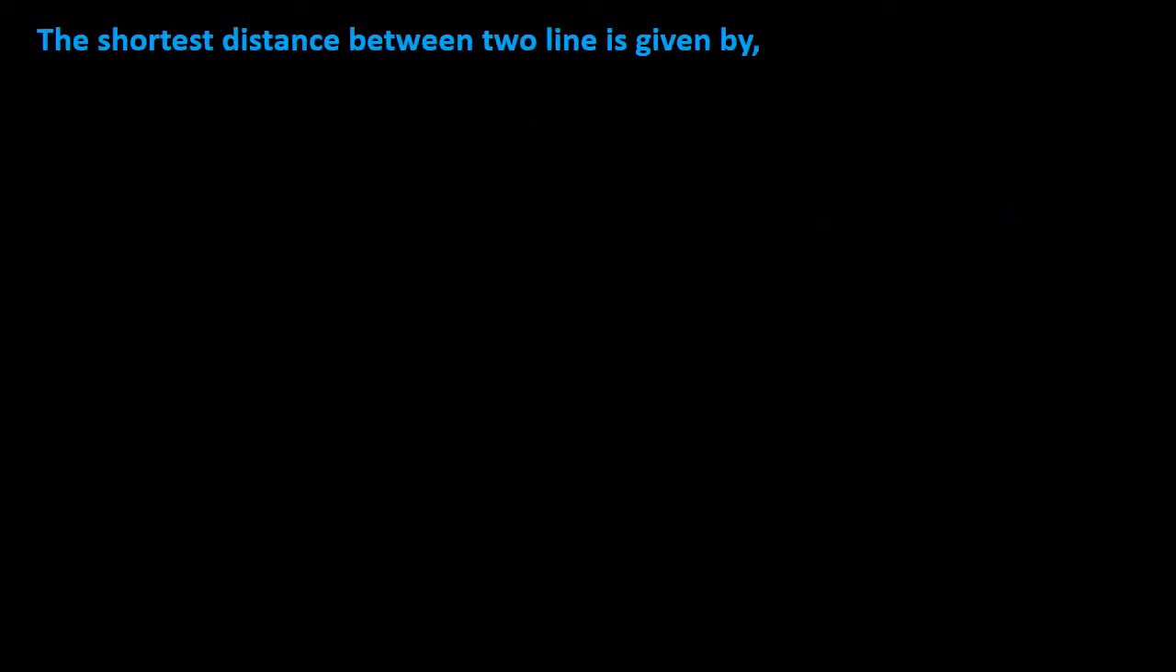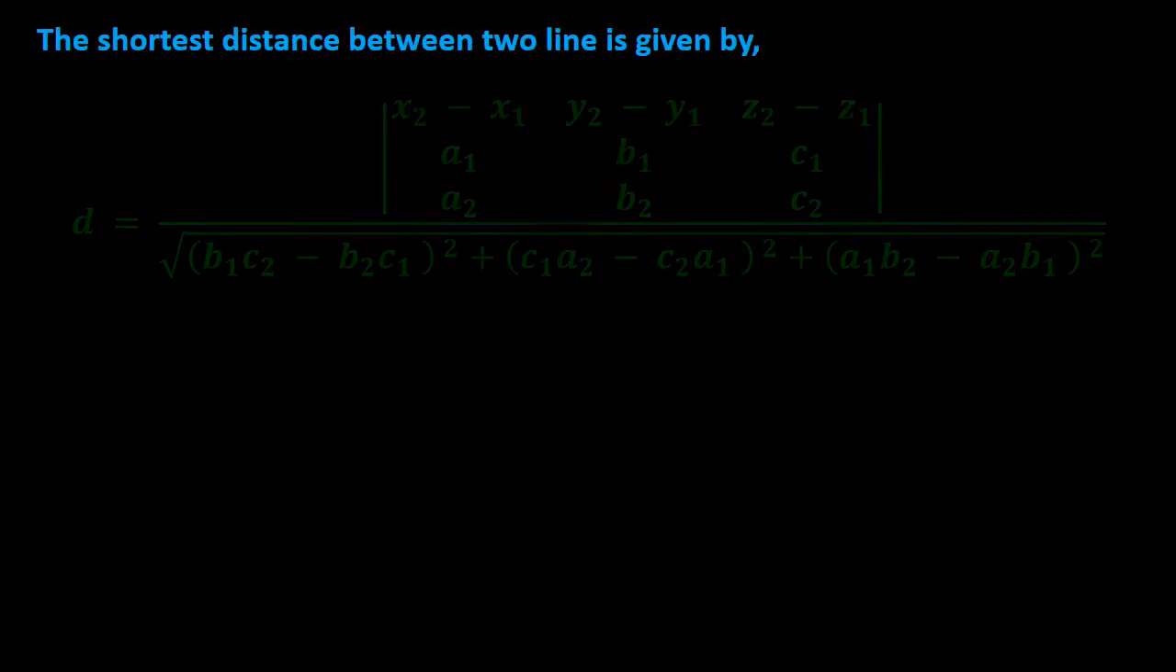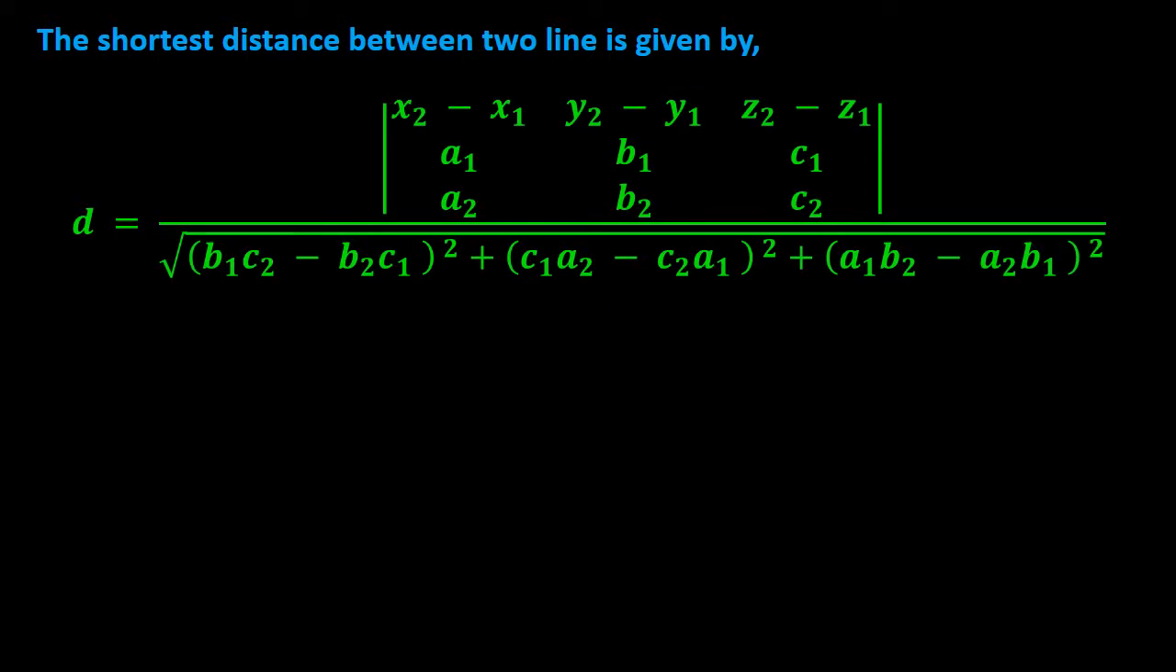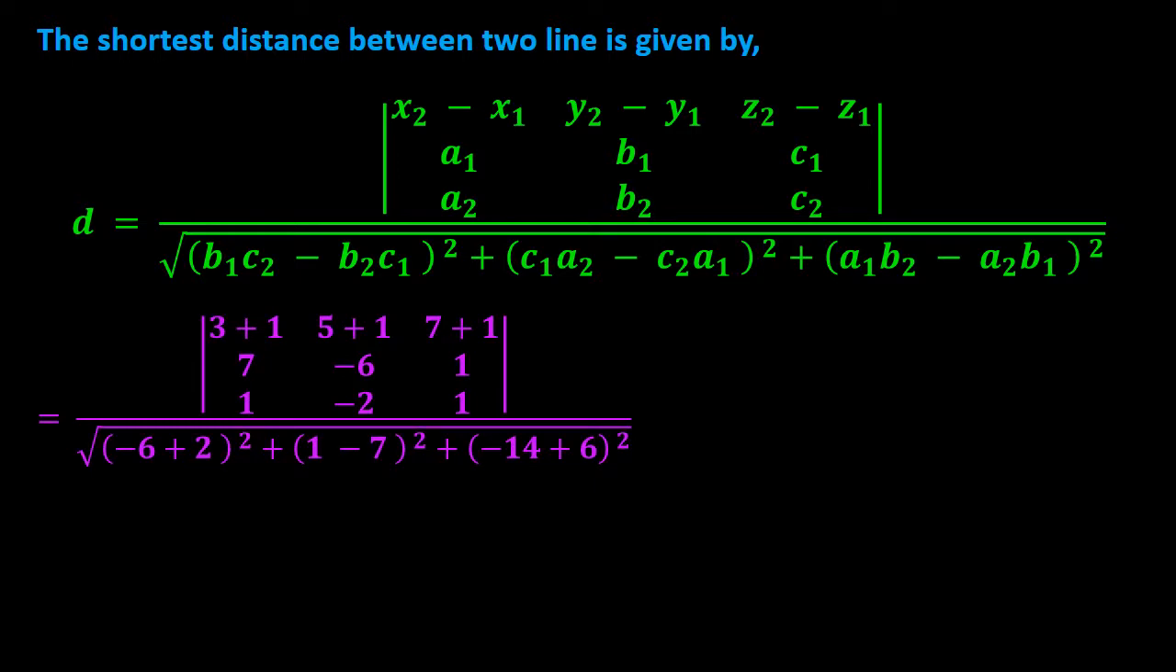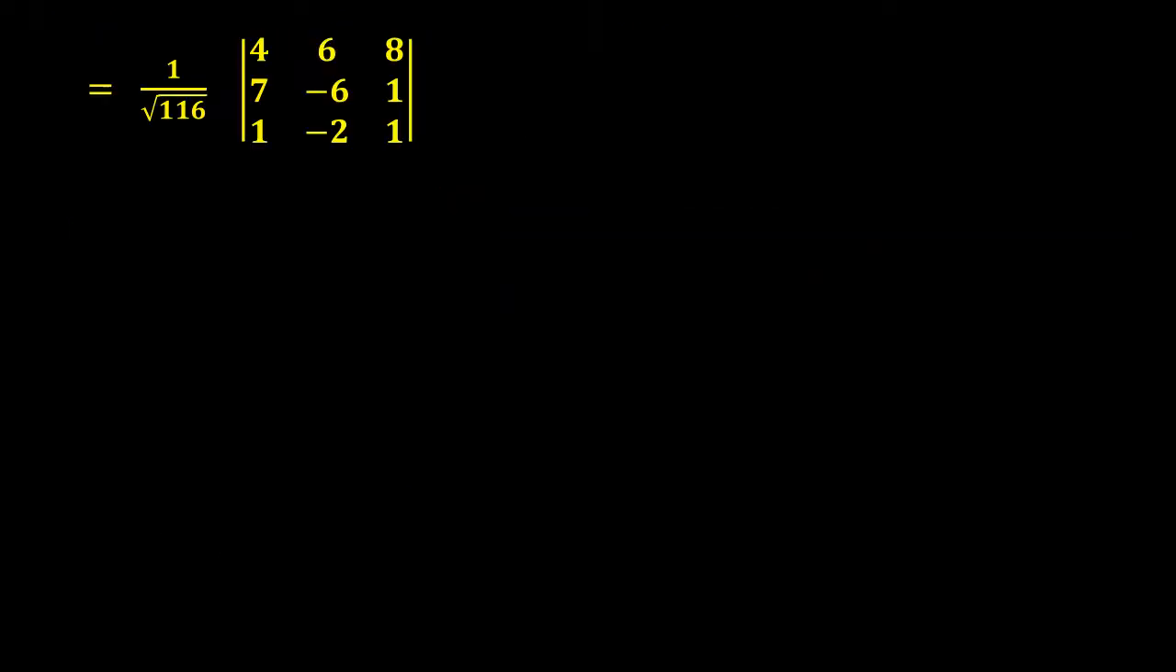Now we write the formula to find the shortest distance between the two lines, and in this formula we replace the values. After replacing the values, we simplify the numerator and denominator, and then we get 1 by under root 116, and this determinant we need to solve similar to cross product.